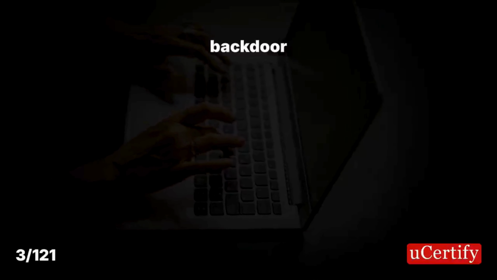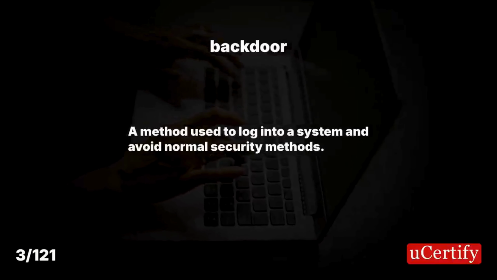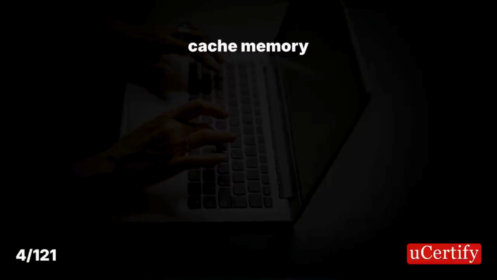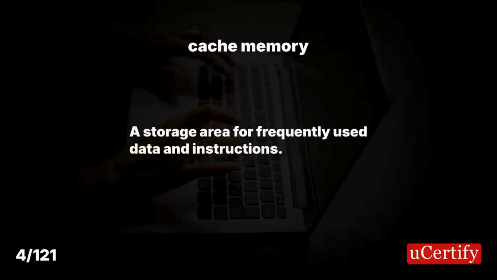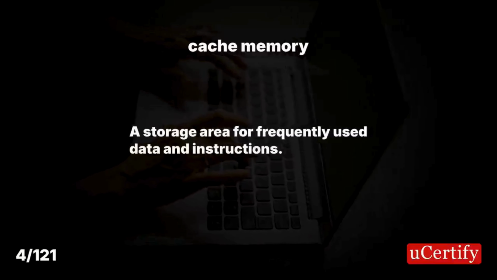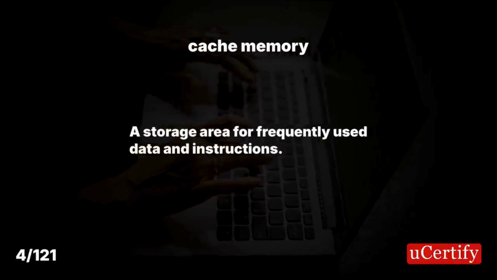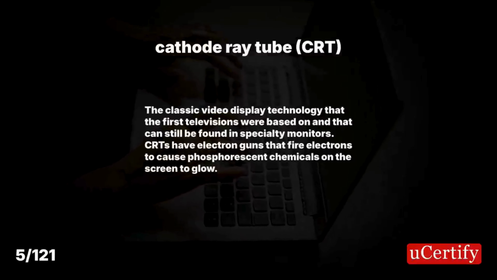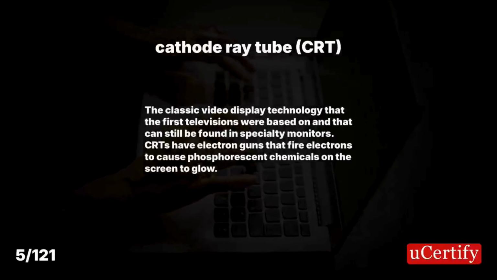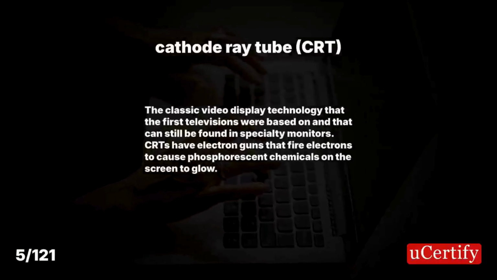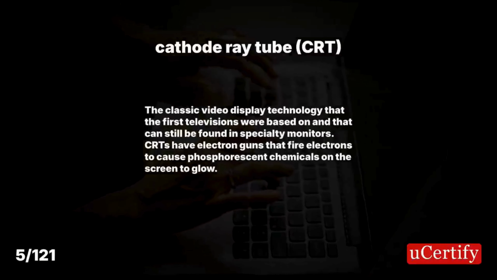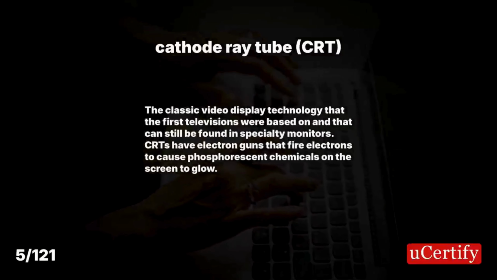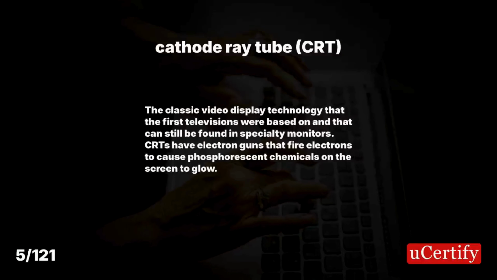Term: backdoor. Definition: a method used to log into a system and avoid normal security methods. Term: cache memory. Definition: a storage area for frequently used data and instructions. Term: cathode ray tube, CRT. Definition: the classic video display technology that the first televisions were based on, and that can still be found in specialty monitors. CRTs have electron guns that fire electrons to cause phosphorescent chemicals on the screen to glow.